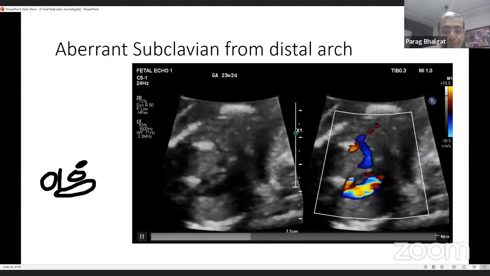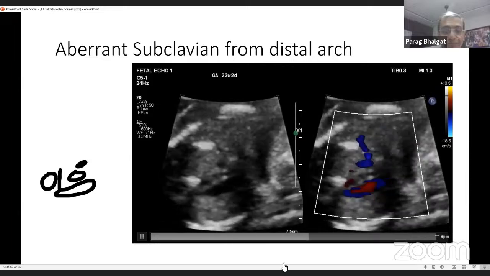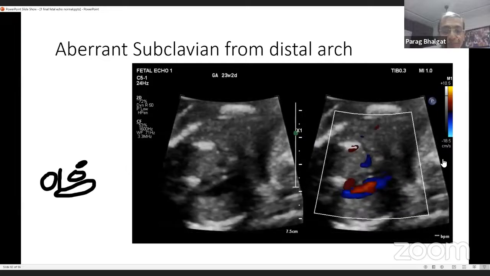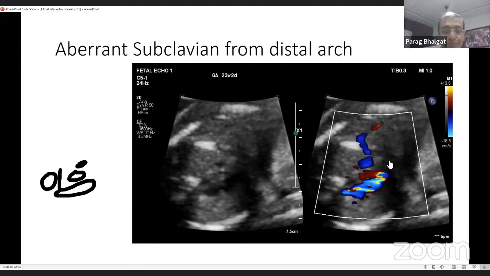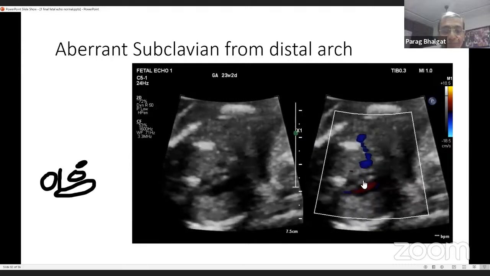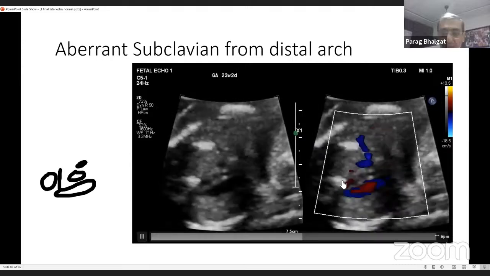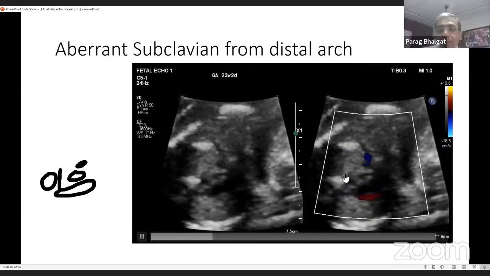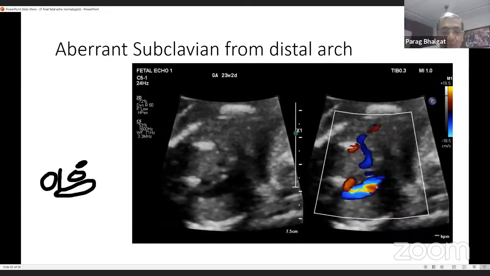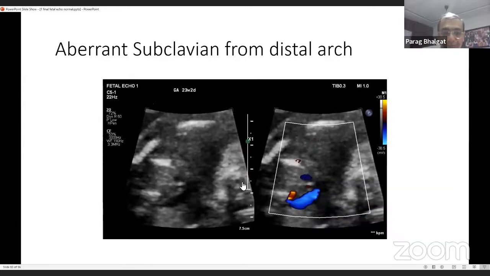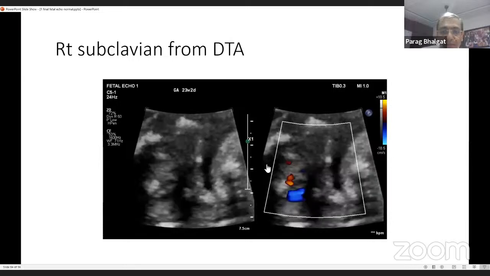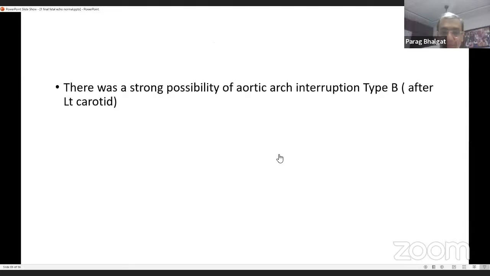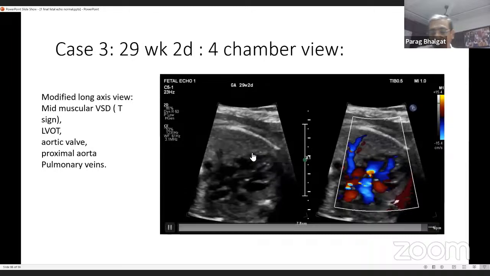Now this is multiple mid-muscular VSDs. Another case. This is a modified view, not a very typical view. This is again a mid-muscular VSD, aorta. These are the pulmonary veins draining into the LA. You can appreciate the movement of the aortic wall. Again, both the VSDs are seen, perimembranous and mid-muscular.